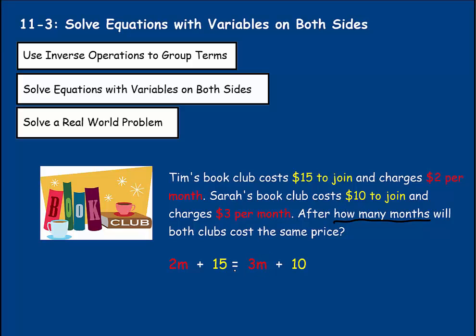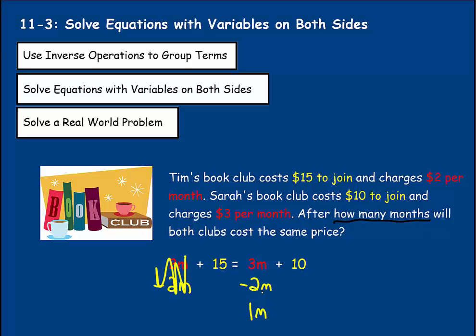So how can we solve this? Well, to solve this, we can get the variables on one side of the equal sign. We can get these numbers on the other side, and we'd be able to figure out the number of months that would make this equal each other. So for example, if we got rid of this 2m by subtracting 2m over here, and then also doing the same thing over here, that would cross these out, leaving just 0. 3m minus 2m is 1m.